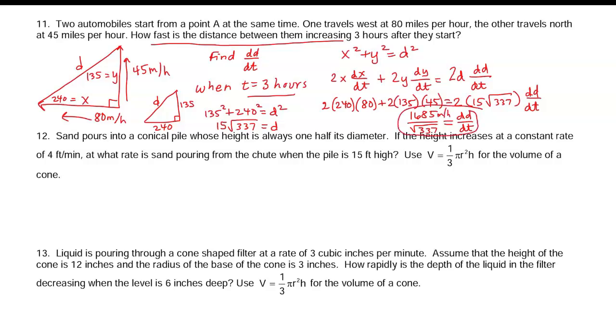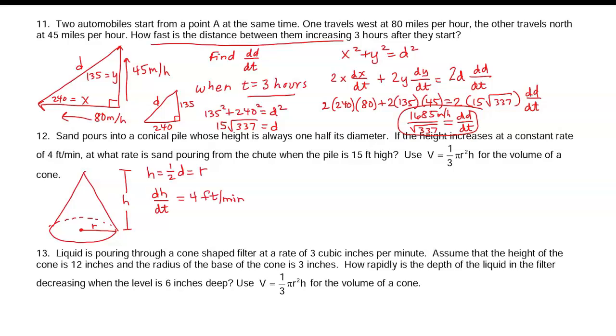Sand pours into a conical pile whose height is always 1/2 its diameter. Conical pile means it's pouring down into a shape like this. Cone shape has a radius and it has a height. So they're telling me that the height is always 1/2 the diameter. Well, what's 1/2 the diameter? That's the radius. If the height increases at a constant rate of 4 feet per minute, so we're getting dh/dt. The height is increasing, so that's a rate of 4 feet per minute. At what rate is sand pouring from the chute?